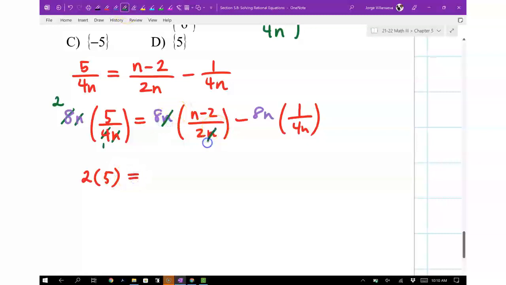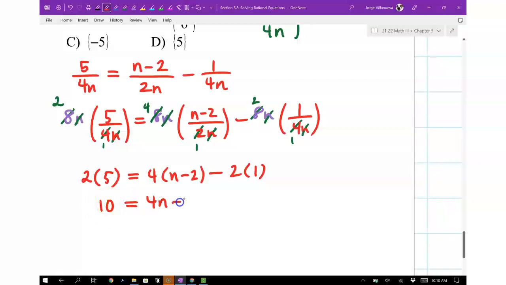This n will cancel with that n. This 2 will make that a 4. So that's going to become 4 times n minus 2. And then on this last part, this n will cancel with that n. And the 4 will reduce the 8 to a 2. So that becomes 2 times 1. So notice when the numbers get bigger, sometimes when you cancel them out, they actually leave something left over. Here we had like a 2, a 4, and a 2 show up. Okay, which is okay. Now 2 times 5 is 10.